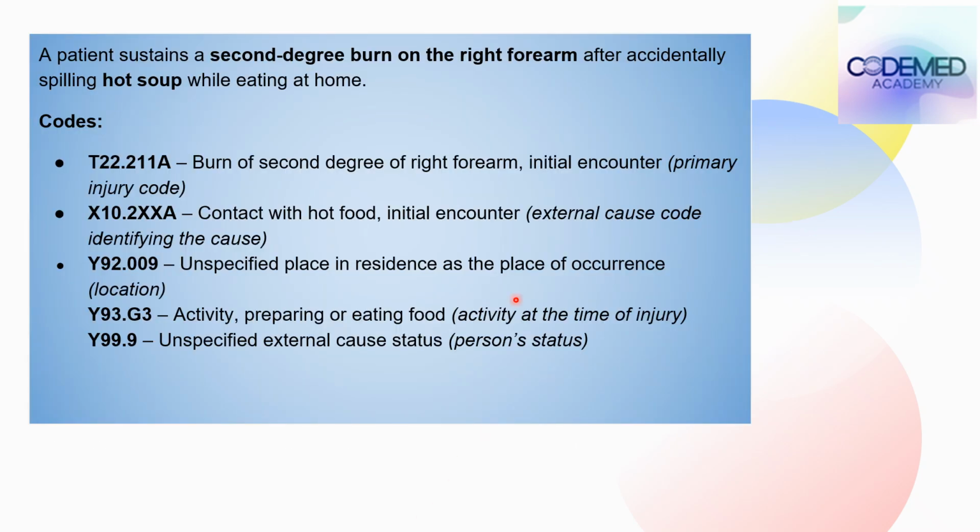So, a patient sustained a second degree burn on the right forearm after accidentally spilling hot soup while eating at home. So, in this case, we will write the first code, that is the second degree burn. The second code will be contact with hot food. The third code will be unspecified place in the residence as the place of occurrence, and then the activity, preparing or eating food, and unspecified external cause status. So this is how we write the external cause code.